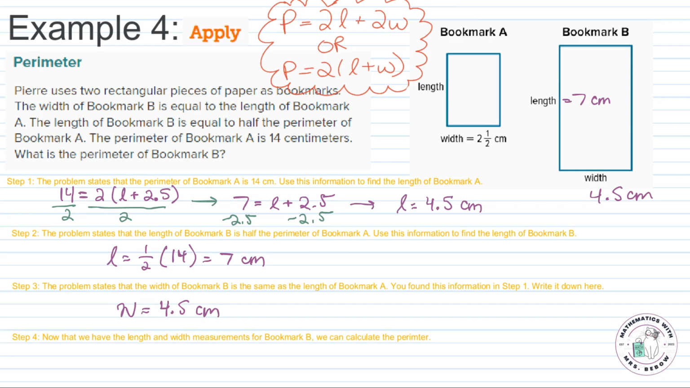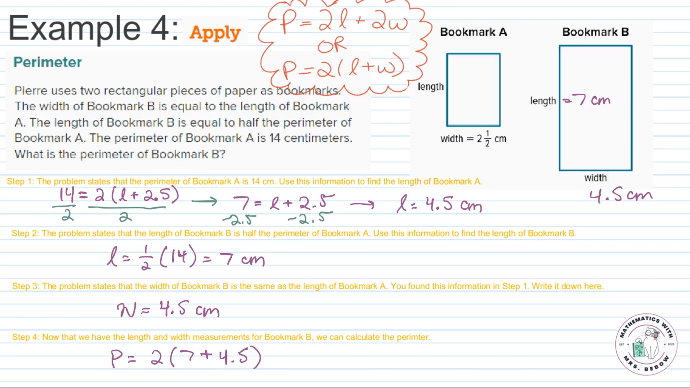And now all we have to do is add up all of our sides, or again, we can throw it into our formulas that we have at the top of the screen here, which is what I'm going to do. So I'm going to write P equals 2, and then the length again we found was 7 because it was half the perimeter of bookmark A, and we have our width, and that is the same as bookmark A, so we were able to get that as 4.5.